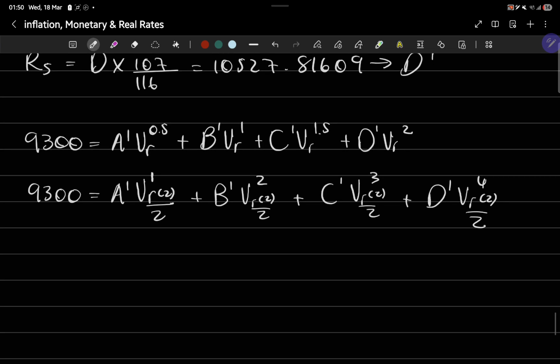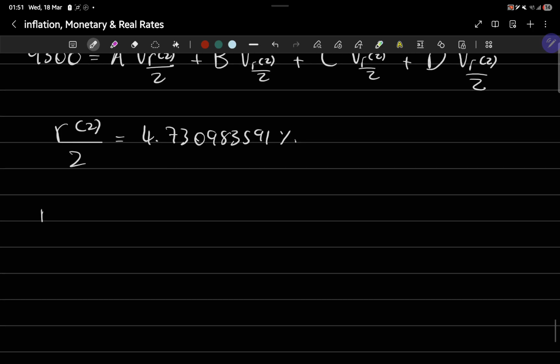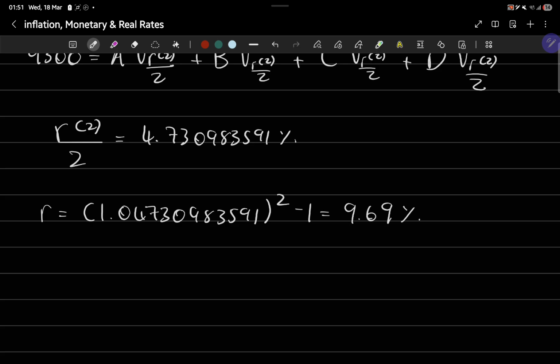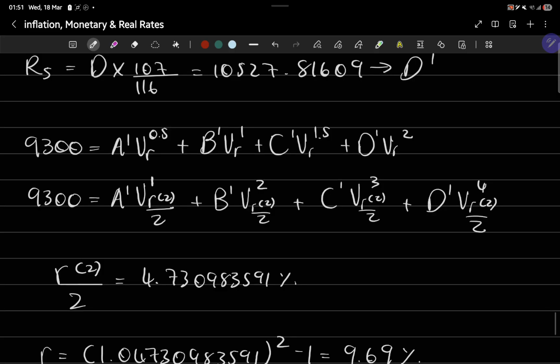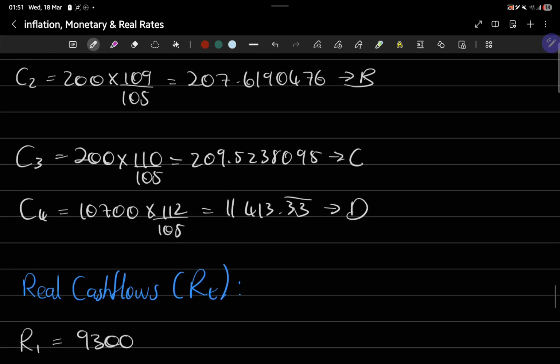And when you solve this using your financial calculator, it's very important that you realize the answer you get is R2 over 2. So it's the semi-annual effective real rate, which is 4,73098,3591%. And so to get R, you just say 1,04730983591 to the power of 2 minus 1, which is 9,69%. And that is your real rate. But the answer is, I don't think, as important as how you got there.